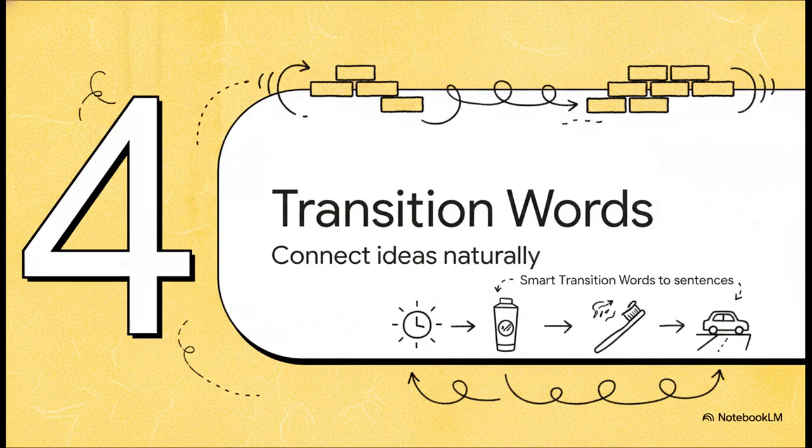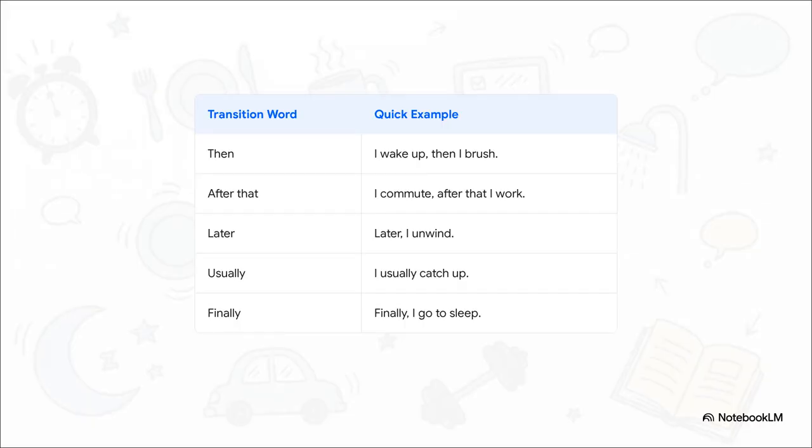Section 4. Smart transition words, connecting your ideas naturally. Right now, we've got some really great sentences, but if we just stack them on top of each other, it can sound, well, a bit robotic. I wake up, I brush, I commute. To fix that, we need some mortar to hold our building blocks together.